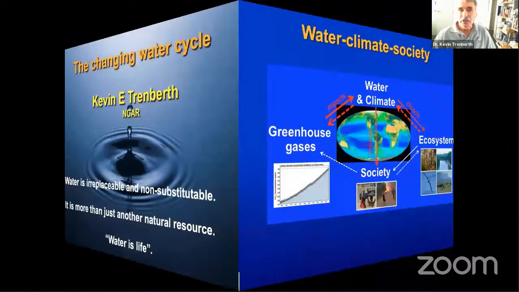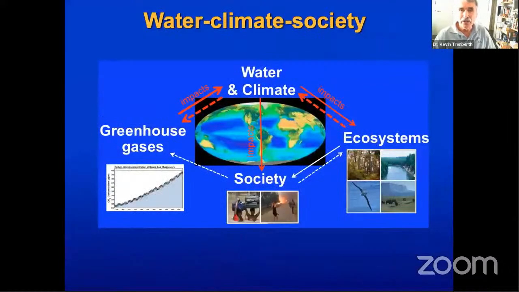This is another slide which indicates some of the connectivity that occurs, especially between water and climate, and the links with all ecosystems and society. Climate change is on the left, with the greenhouse gases, and there are two-way feedbacks in a number of these loops, indicating that the subject is also quite complicated.